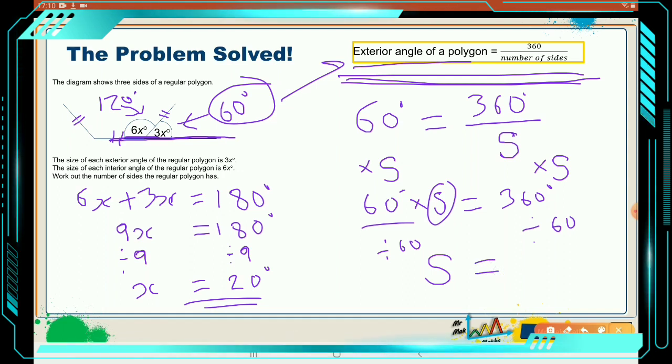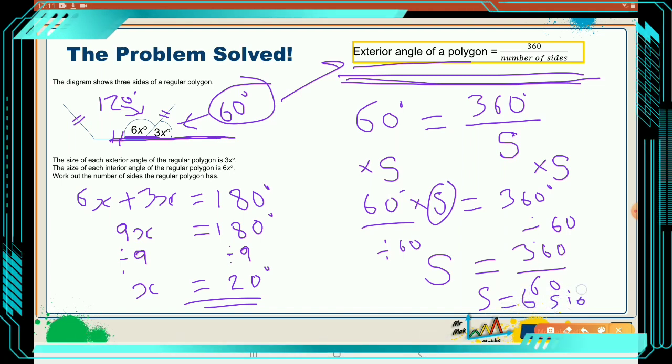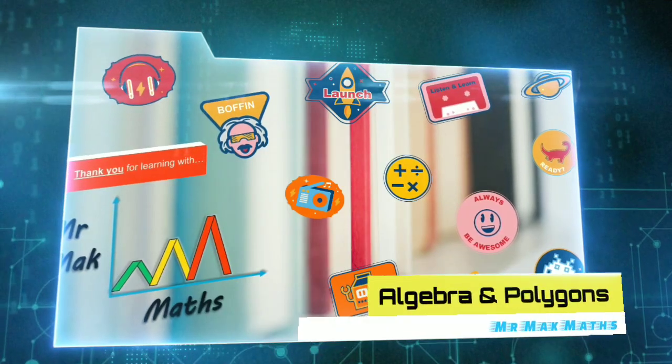Then I end up with S equals, and remember S is the number of sides, 360 divided by 60. So what's 360 divided by 60? Well, if you just do 36 divided by 6, that gives you 6. So it's going to be 6 sides.